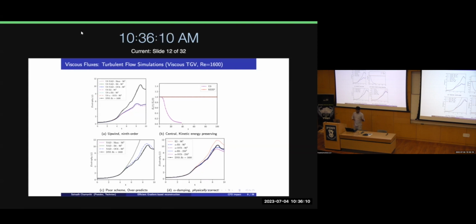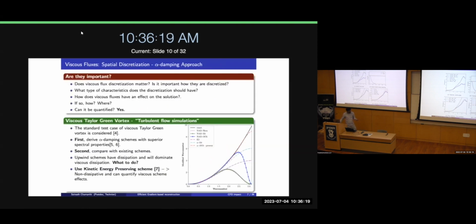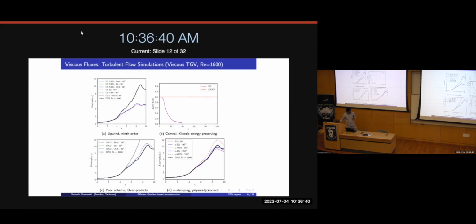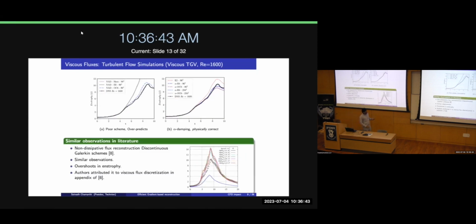So now we can say these viscous fluxes have an effect on the solution and they have to be taken care of. The important property that a viscous scheme should have is high frequency damping. All the schemes that are going down are over predicting the DNS data, but the schemes that have this damping property are giving a physically correct solution. So as I said, the non-damping schemes are over predicting the DNS data and the alpha damping schemes are giving a physically correct solution.